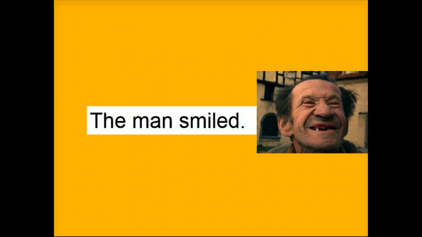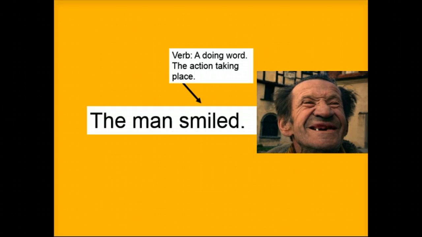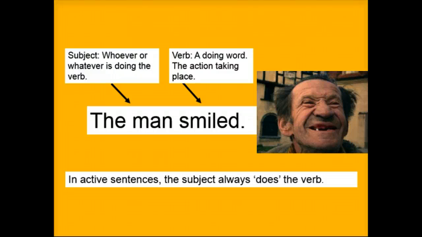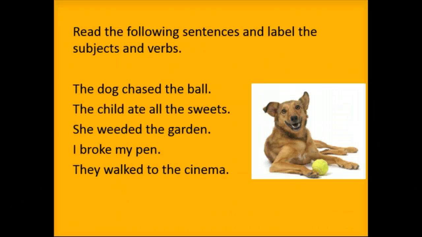Have a look at this sentence, the man smiled. In this sentence, the verb, the doing word, is smiled. Every sentence has to have a verb in it to be a sentence and a subject, which is the thing doing the verb, and it has to make sense on its own. So the man smiled is a very simple subject. Now in active sentences, the subject always does the verb. So the man smiled is an active sentence because the subject, the man, is doing the verb, smiling.